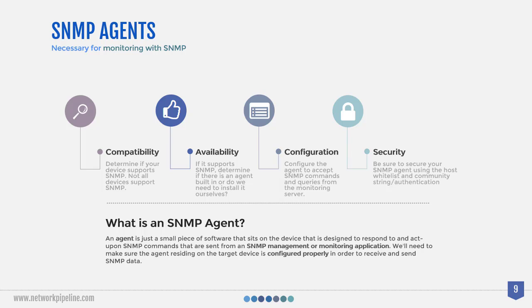For a device to work with SNMP, it will need to have an SNMP agent installed. An agent is just a simple piece of software that sits on the device and is designed to respond to and act upon SNMP commands that are sent from an SNMP management or monitoring application. We'll need to make sure the agent residing on the target device is configured properly in order to receive and send SNMP data. Some devices have the agent pre-installed in the firmware or internal operating system, while other devices require that the agent be installed by you and configured. Again, you'll need to check with each device to see if the device you'd like to monitor has an agent that's ready to go, or will require installation of an agent prior to monitoring and management.